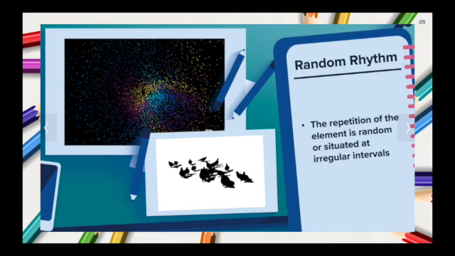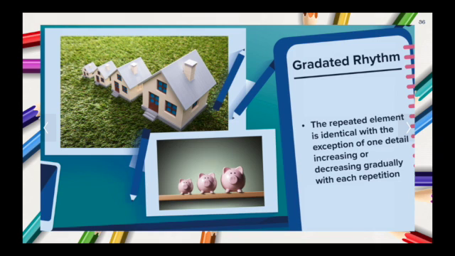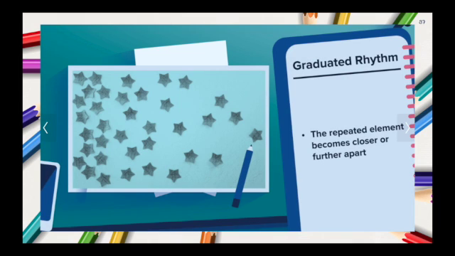Random rhythm is the repetition of the element at irregular intervals. That means that an object is repeated, but it does not appear to be repeated in a specific pattern. Gradated rhythm is when the repeated element is identical with the exception of one detail, such as increasing or decreasing gradually with each repetition. Graduated rhythm is when the repeated element becomes closer or further apart from an original starting point.